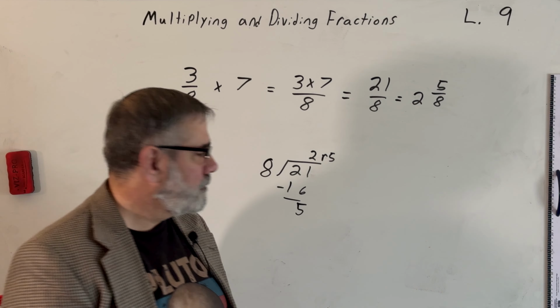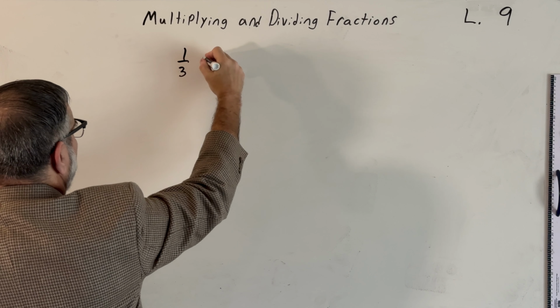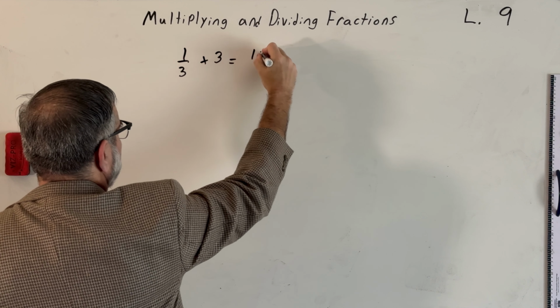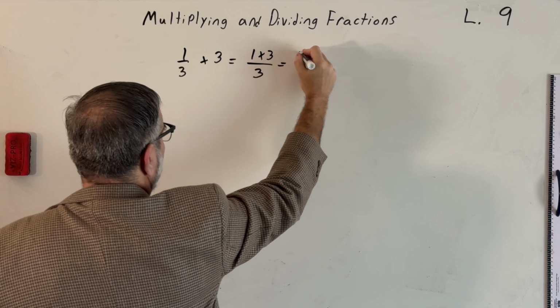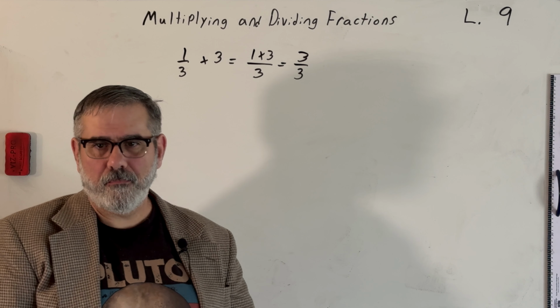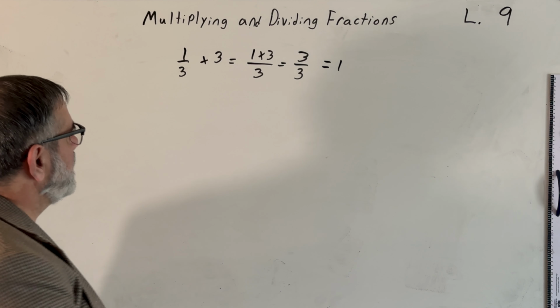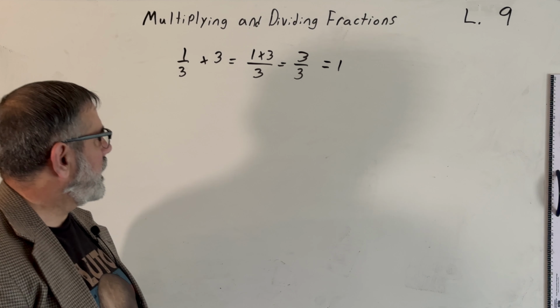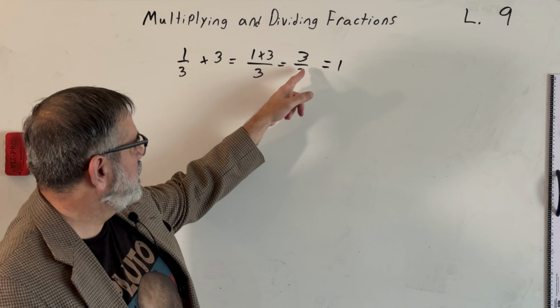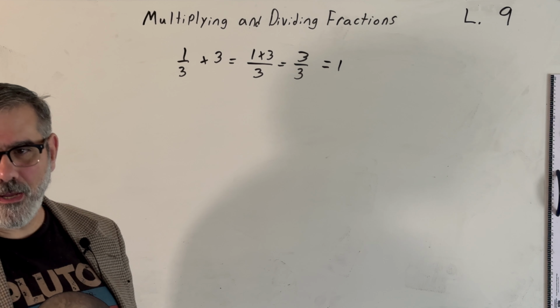Okay? Now, before, when I had 1/3 times 3, and we found that it was the same as 1 times 3 over 3, which is equal to 3/3. What's another way to write 3/3? 1. It's 1, right? So if this is going to be equal to 1, what does that mean? Well, that means the 3 in the numerator and the 3 in the denominator must have to disappear somehow, right?